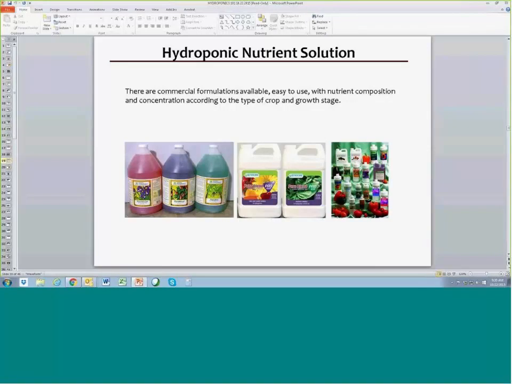So some have more enhancement of certain nutrients for flowering, while others have more for vegetative growth, like nitrogen for leafy greens. So it's a tremendous amount of nutrient solutions that are in the market that the growers can experiment with in these systems. Next one.